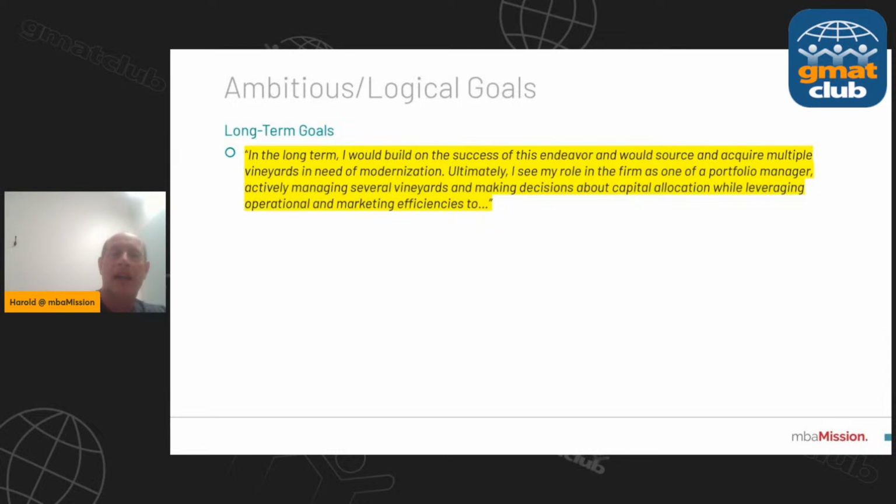"Ultimately, I see my role in the firm as one of portfolio manager, actively managing several vineyards and making decisions about capital allocation while leveraging operational and market efficiencies too." Okay, and again, very aspirational. I love the specificity here. I love how you're really digging into what you will do. I'm still not sure it's 100% logical. I'd still probably sharpen it up a little bit in your short-term goals. Maybe in this case, instead of just short-term and long-term goals, you have medium-term goals. But again, you want to take very specific steps. You want to say, I'm going to do A, I'm going to do B, I'm going to do C. I'm able to do that because the context is I've already been working in this industry.